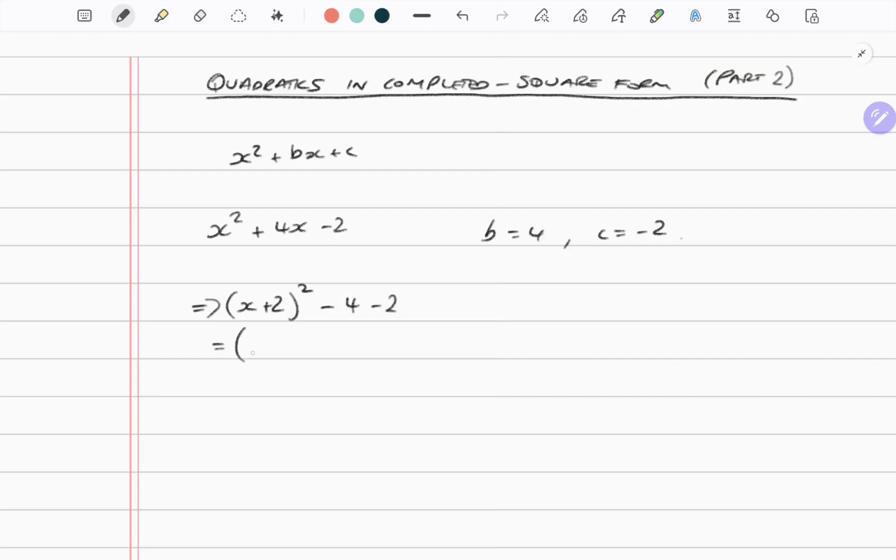So let's just tidy it up a little bit. So x plus 2 in the brackets squared minus 6.